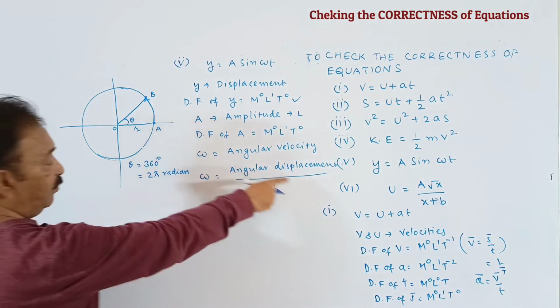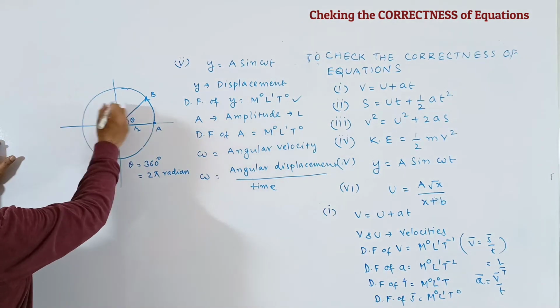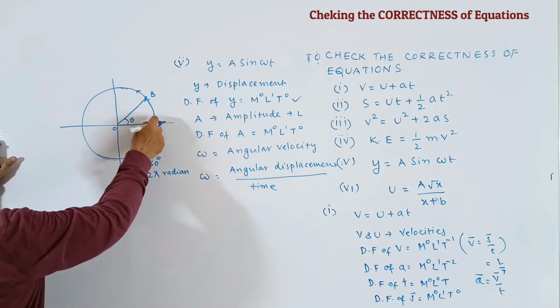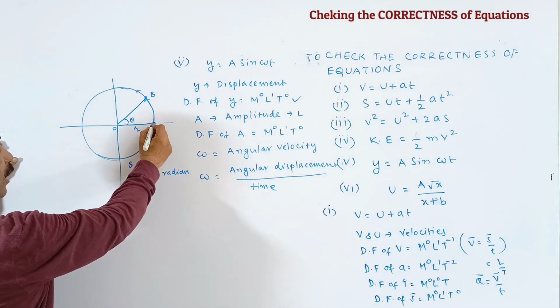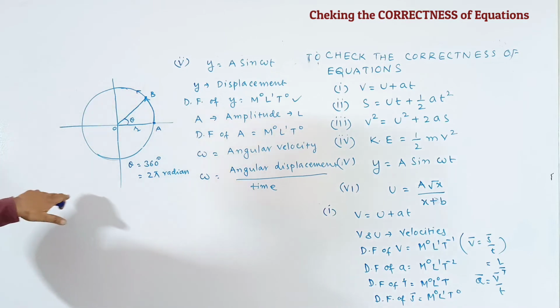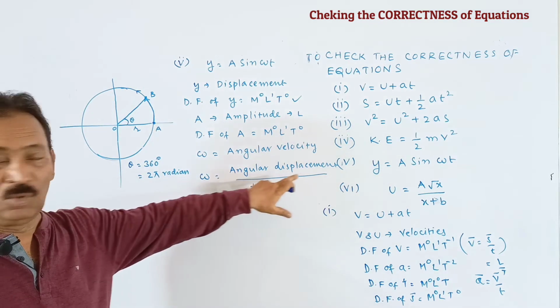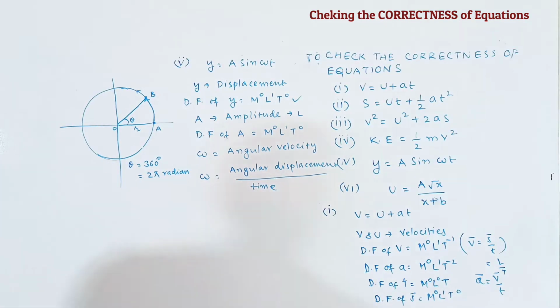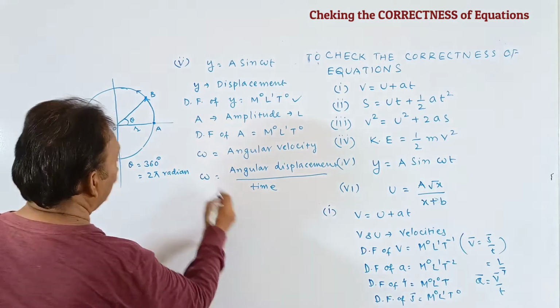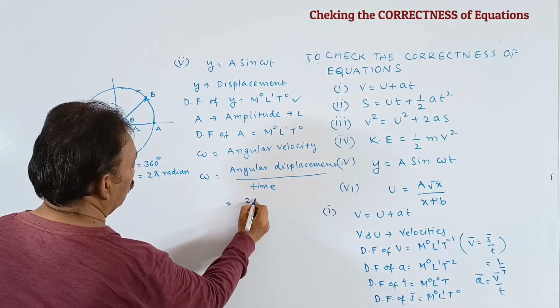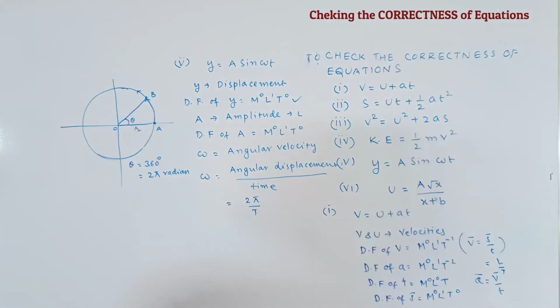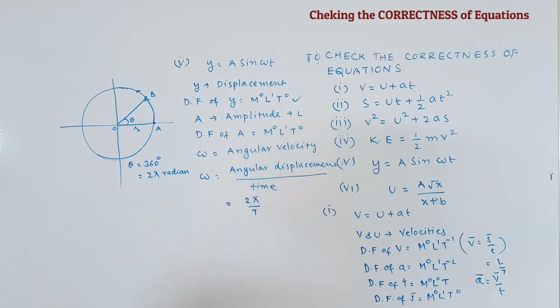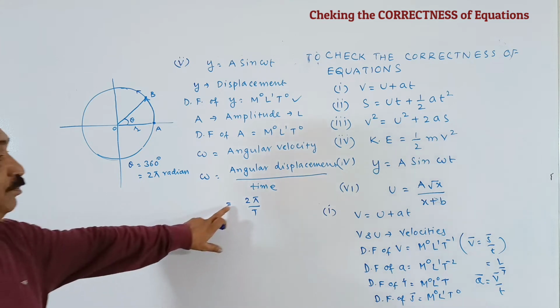The same angle. The particle completed one rotation in the anti-clockwise direction and came back to you, which means it completed one rotation. Angular velocity is the total angular displacement by time. Here it traveled a distance equal to 2 pi radian by time.